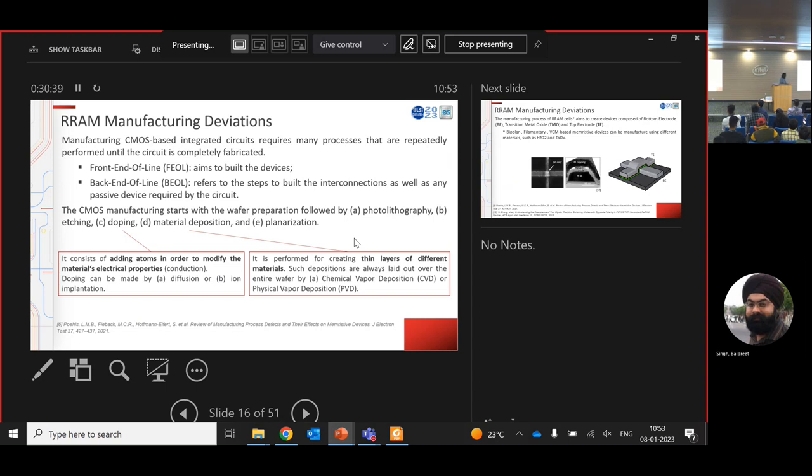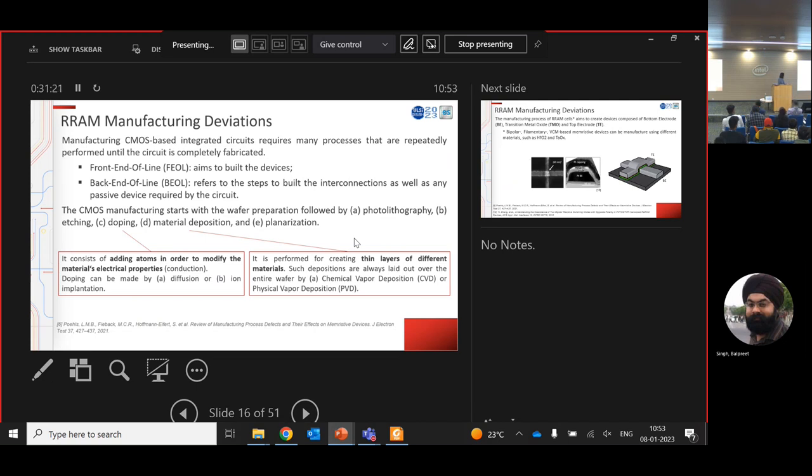So basically, we analyzed the manufacturing process of CMOS-based integrated circuits. And we saw that the process is divided into two main phases, front end of the line and back end of the line. For these two phases, as I think you know, we start with the wafer preparation. And then you can have photolithography, etching, doping, material deposition, planarization, and all these steps are going to be repeated until you have the entire system manufactured.